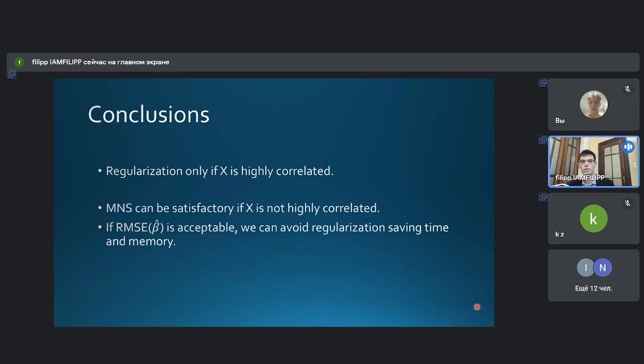So our conclusions would be that regularization should be applied only if X is highly correlated. The MNS can yield satisfactory results in case the X is not highly correlated. And when the circumstances allow it, we should avoid regularization and thus save time and memory with faster and more efficient computations.